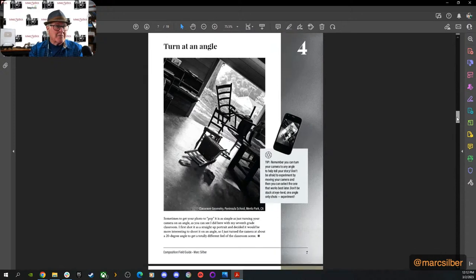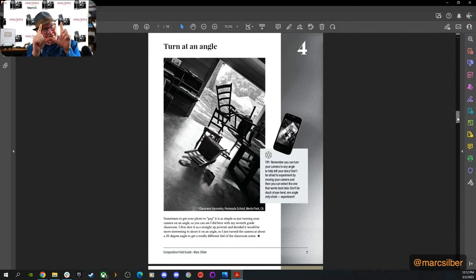Remember, you can turn your camera at any angle you want. This is a photograph I took in the seventh grade in my school. I didn't use an iPhone, but I tilted it at an angle, which I later found out was 18 degrees. I didn't know that at the time. What did that do? It just changed the geometry and made it more interesting. So remember, you can always move the angle of your camera around.